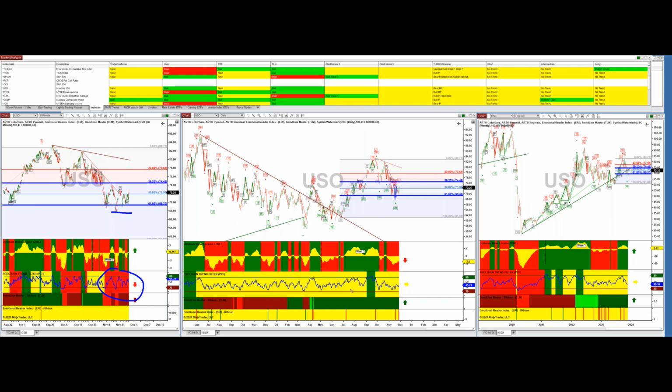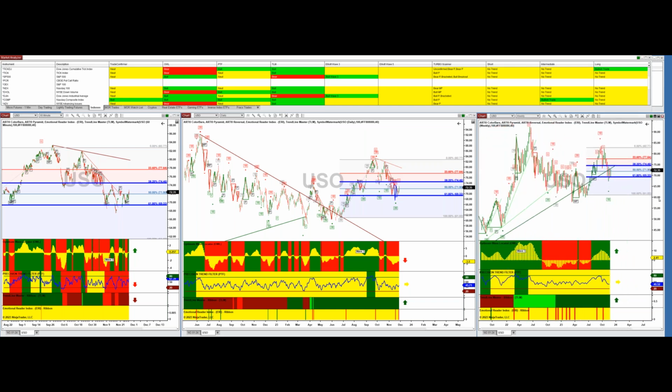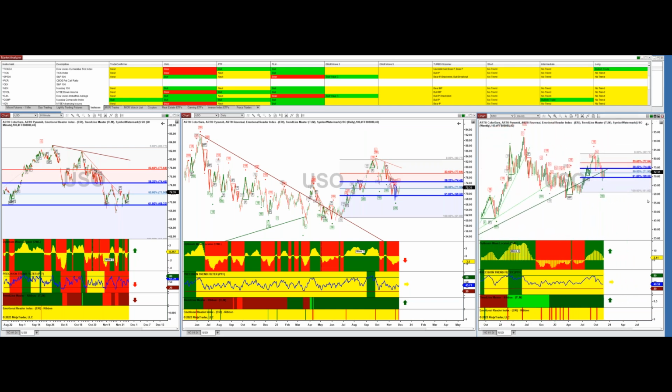I would hold off. If you were long, you would have been stopped out already, because you probably would have been under there. So I would wait and let's see if that red PTF on the 60-minute chart goes away, if you're trading that time frame.